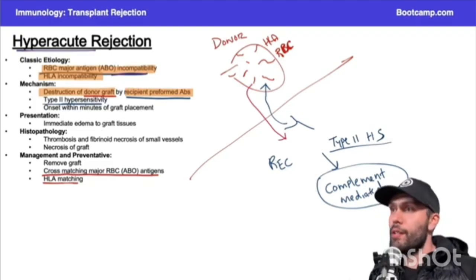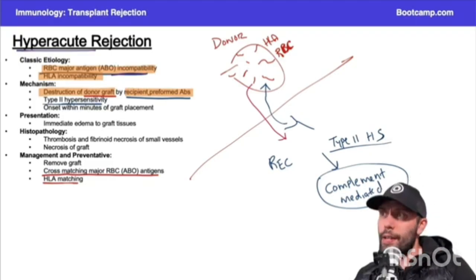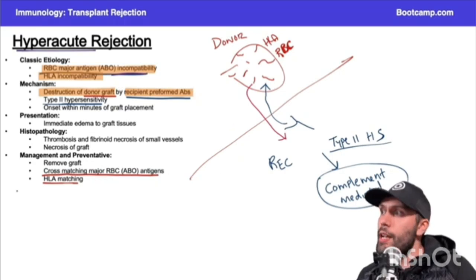I'm putting it on the red blood cells, or I'm putting it on the kidney parenchymal tissue, or whatever it is that I'm donating. Because these antibodies are preformed, in other words, we didn't really do a good job of matching the HLA antigens or matching the red blood cell antigens, this is going to lead to a very rapid onset, which is why it's called hyperacute.